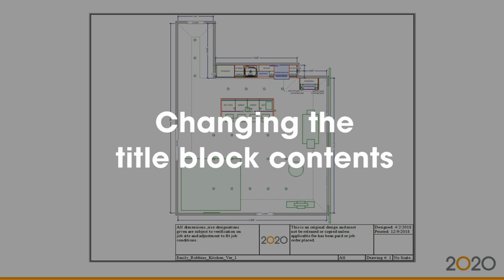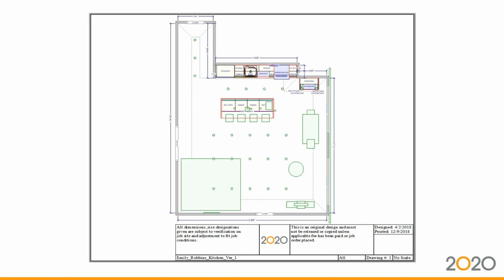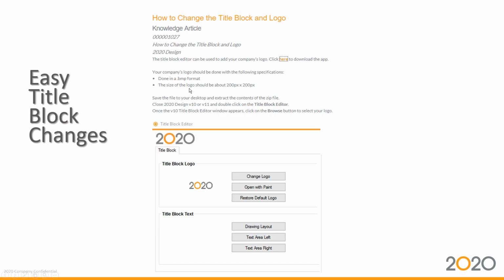When you print something out from 2020 and you look down here at the title block, you'll notice that there's verbiage on the left, there's a logo, verbiage to the right. How can I change what's written in the boxes? That is actually easier than ever. You can even download an app that will help you do this easily.